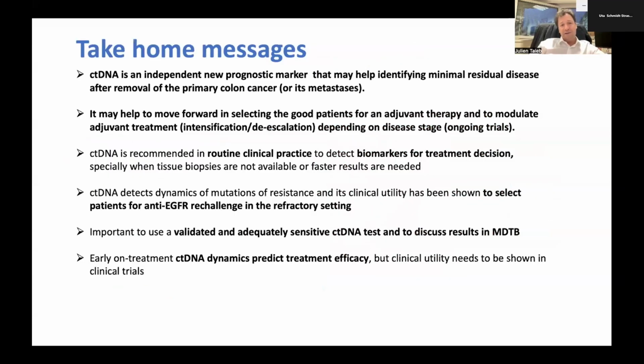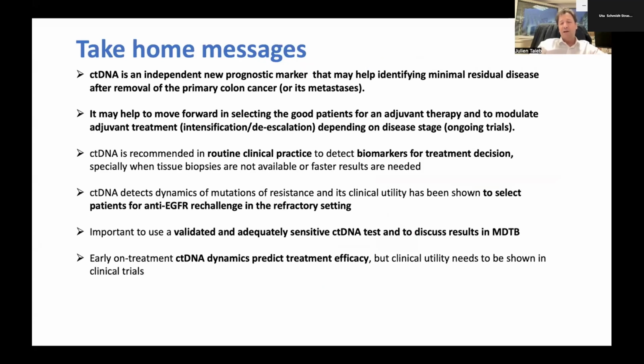So the take-home messages, I would say, are that ctDNA is an independent prognostic marker that will help identify minimal residual disease after removal of the primary colon cancer, or after the removal of all metastatic lesions for patients who are resectable from their metastatic disease. It may also help in selecting the right patients for adjuvant therapy and in modulating adjuvant trials with intensification and de-escalation strategies depending on the disease. And there are, for that, at least 10 trials currently ongoing all over the world.